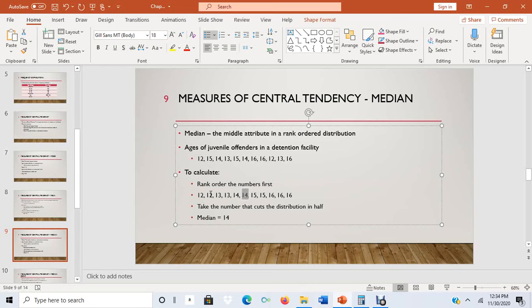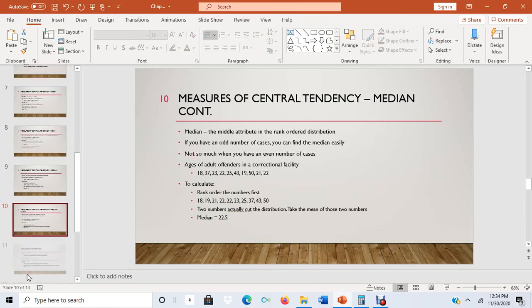You have 1, 2, 3, 4, 5 observations below, and then you have 1, 2, 3, 4, 5 observations above. So this cuts the distribution exactly in half. All right, so that's pretty simple.